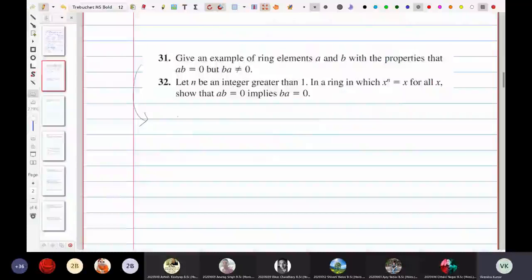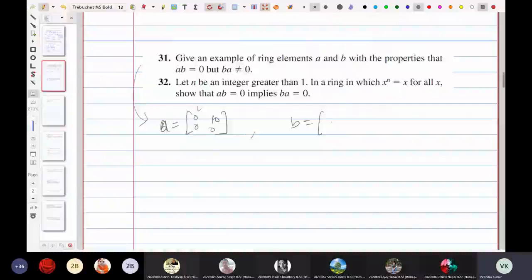You can use matrices, I guess. You can keep the first row 0 and the first column 0, and then here you can keep any element, maybe you can write 100 or 10, something like this. Suppose this is A. Then you can take B where the first column is 0.